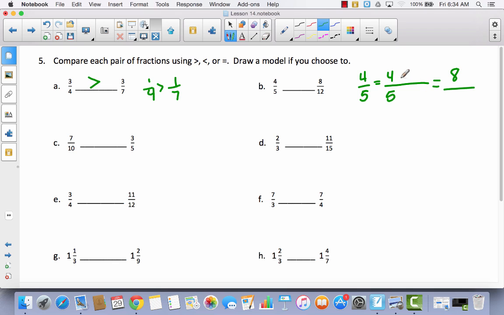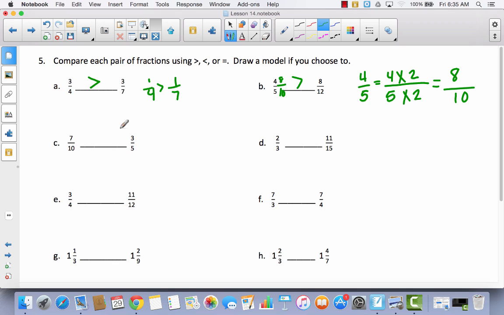Well, what do I have to multiply 4 by? I'd multiply it by 2. And if I multiply 5 by 2, because you have to multiply your numerator and denominator by the same number, now I have an equivalent fraction. 4/5 is the same as 8/10. So now I can think of this as, instead of 4/5, I can think of this as 8/10. Well, if I have 8/10, is that less or more than 8/12? Well, it is more because tenths are bigger than 12ths. Okay?